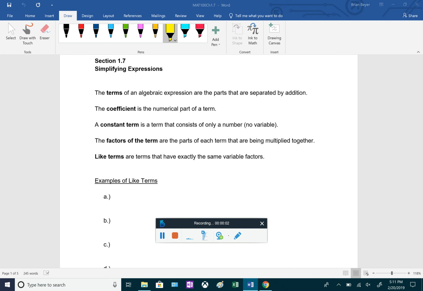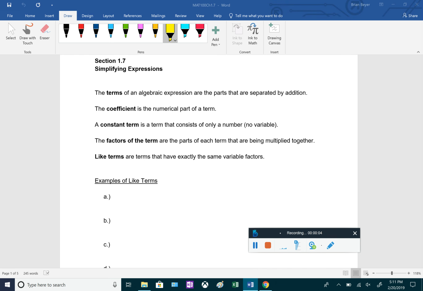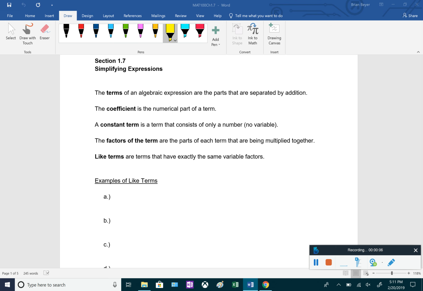In section 1.7, we're going to be simplifying expressions. So we'll start with some definitions that we'll be using throughout and pretty much for the rest of the course. So first is terms. The terms of an algebraic expression are going to be the parts of the expression that are separated by addition. So if they're separated by addition, they're called terms.